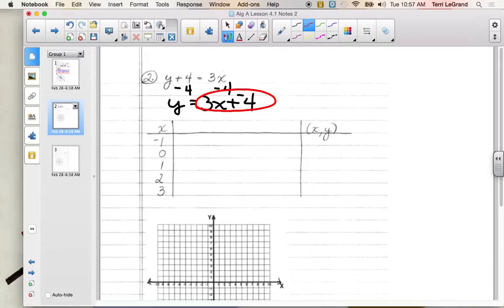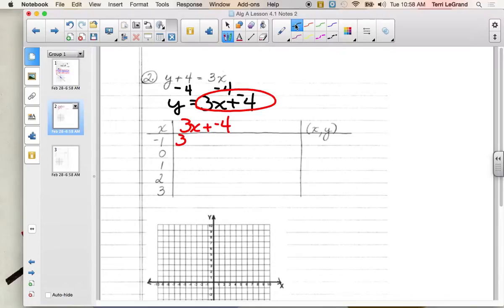So that's the part that's going to come down here into our table that we're going to substitute into. And notice I've picked the x values here for us. I said we're going to go with negative 1, 0, 1, 2, and 3. So we're going to substitute in.